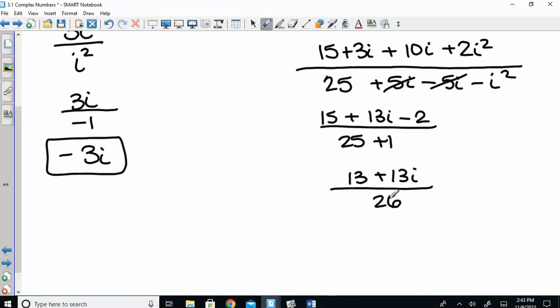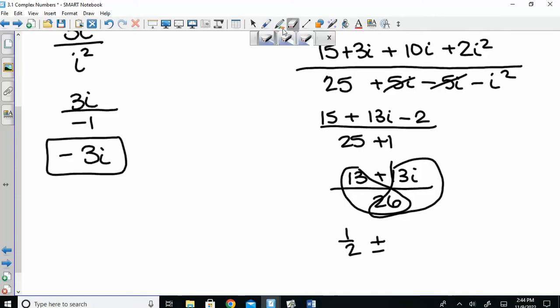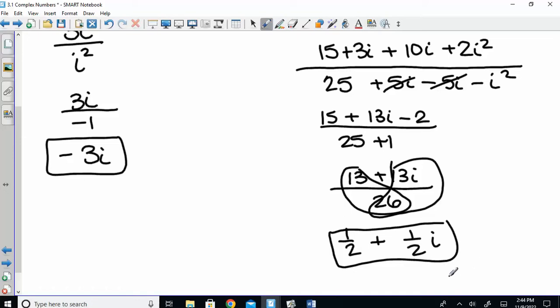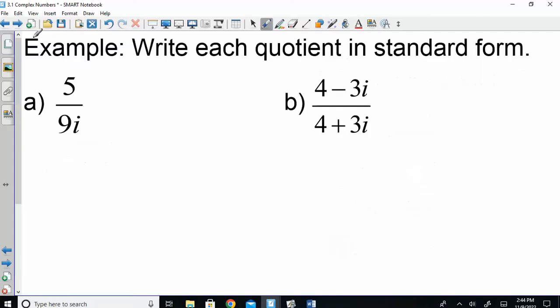Yes, since I said standard form, you have to go ahead and separate this fraction. So we have to think about each of those over the denominator. 13 over 26 reduces to 1/2, plus 13i over 26 is 1/2 i, or i over 2. I want you guys to do a few. Those are yours.